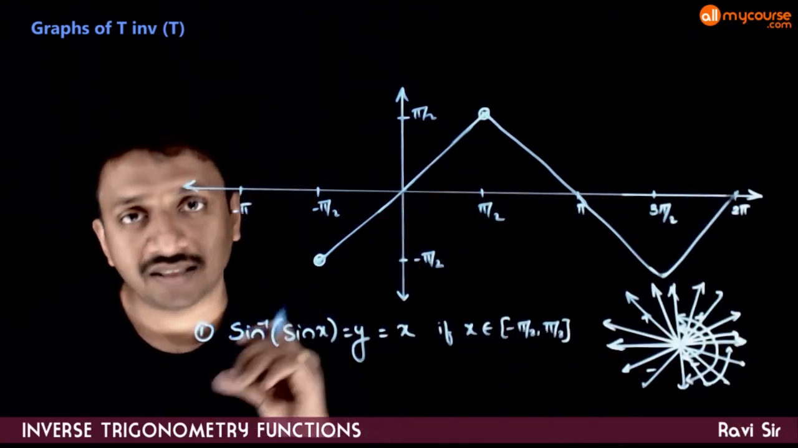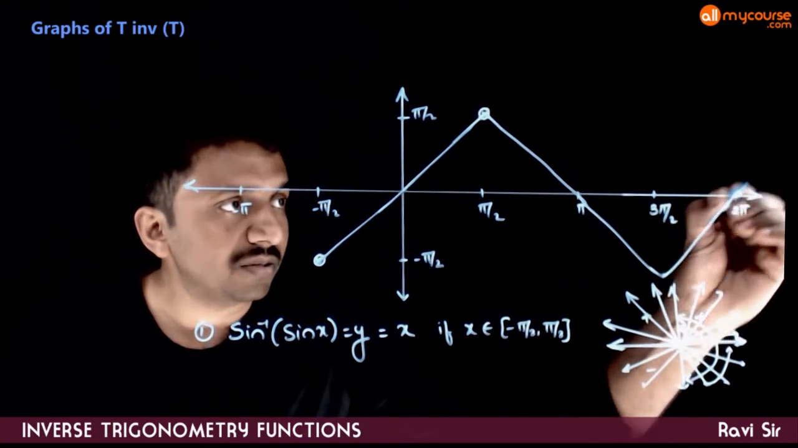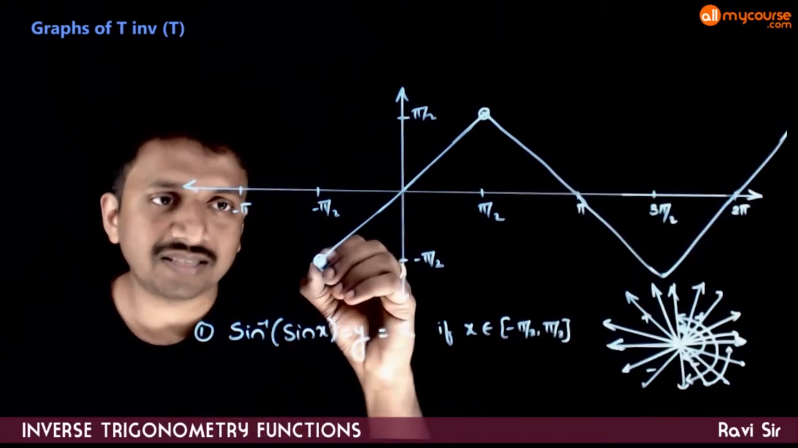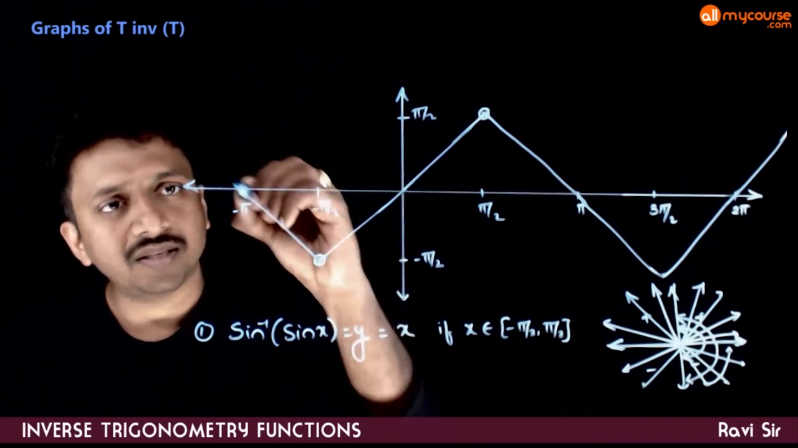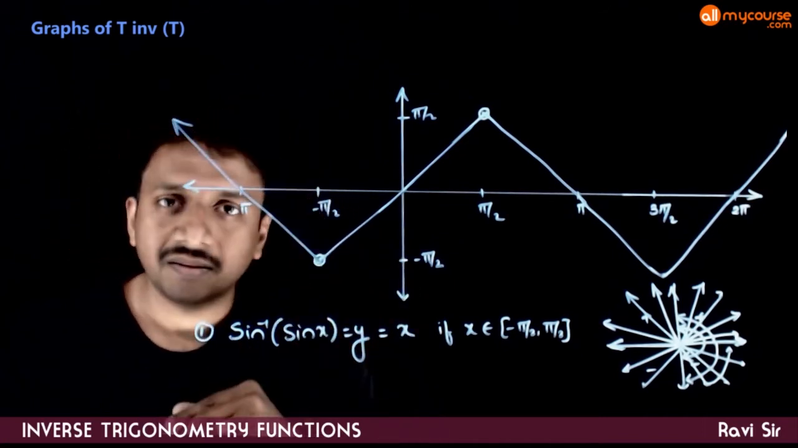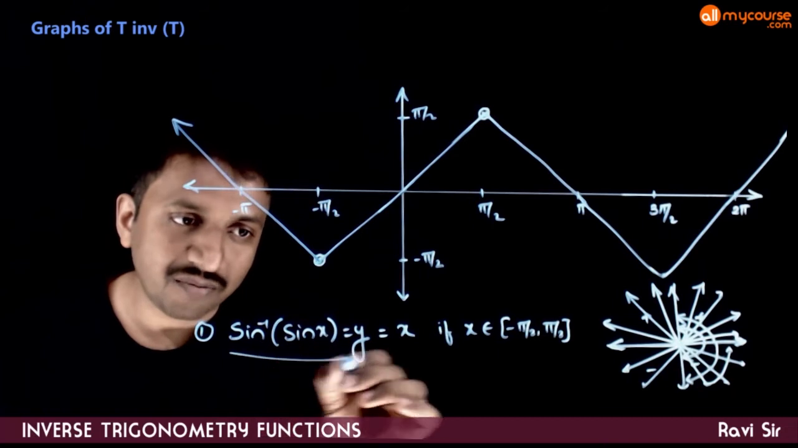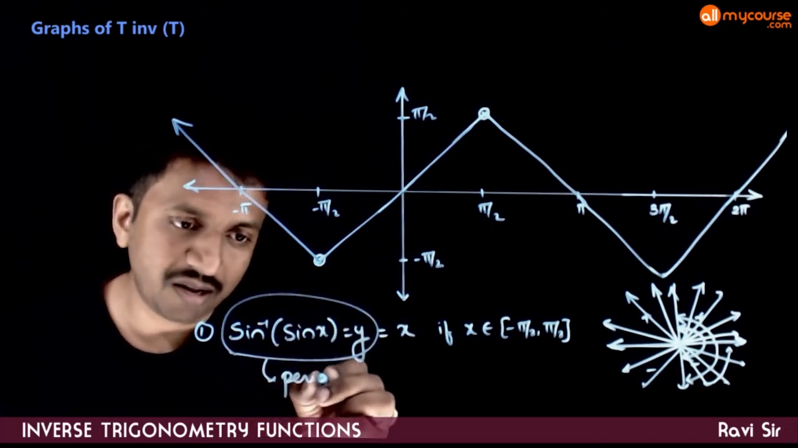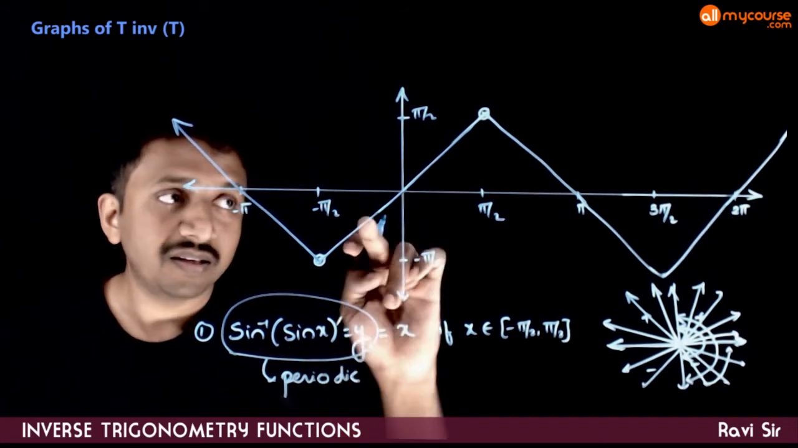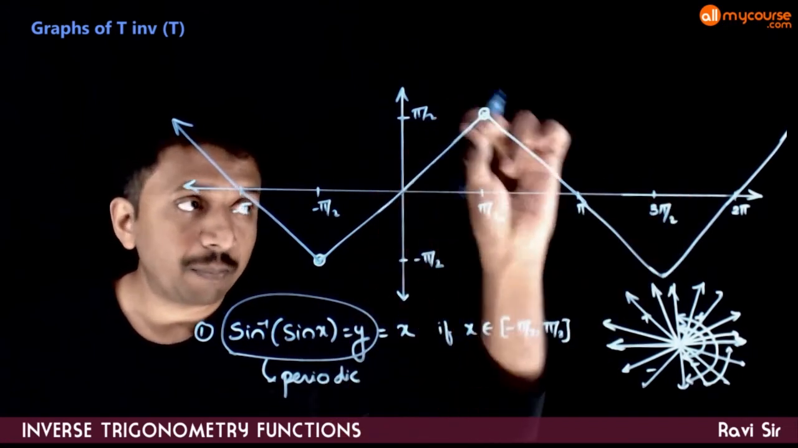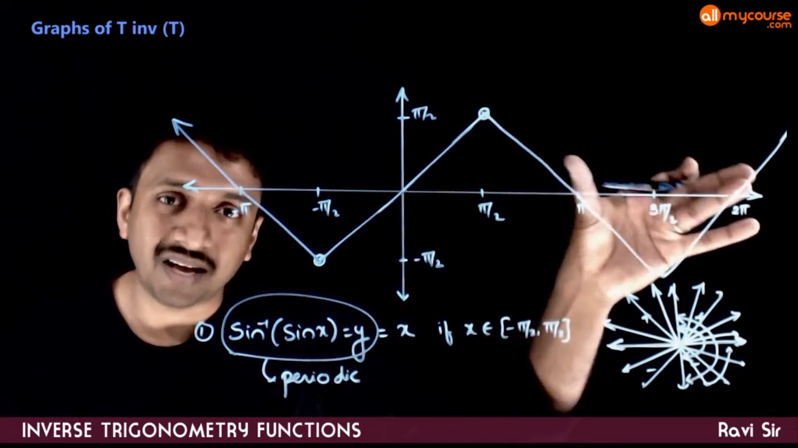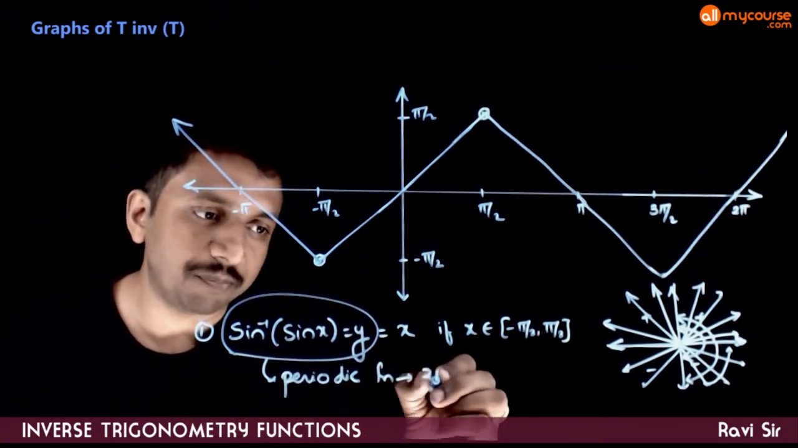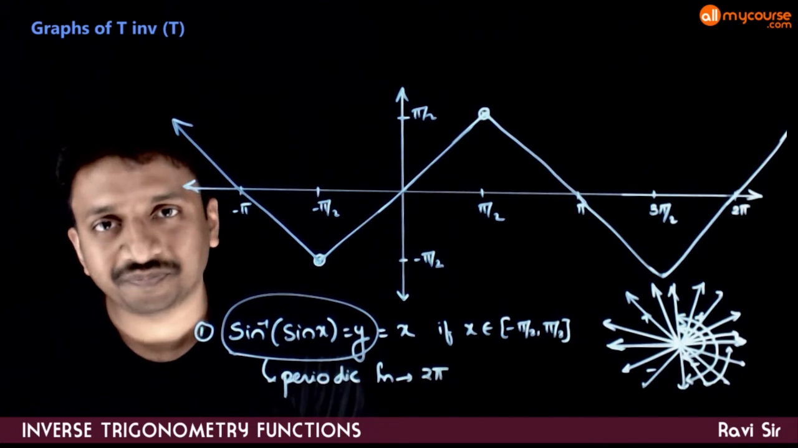So the graph looks like this, and it continues as we go forward. On this side also it looks the same. So again, sine inverse of sin x is a periodic function. As you can see, this part of the graph repeats again and again. It is a periodic function, again with a period of 2 pi.